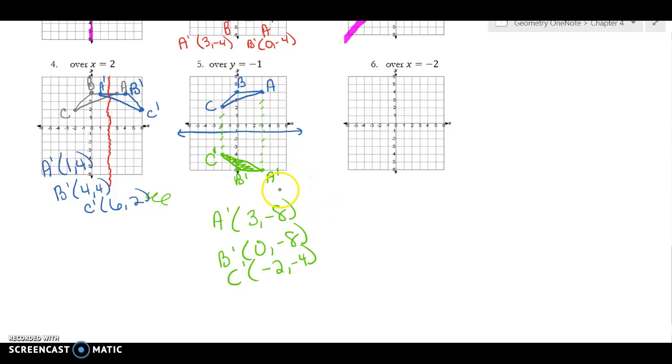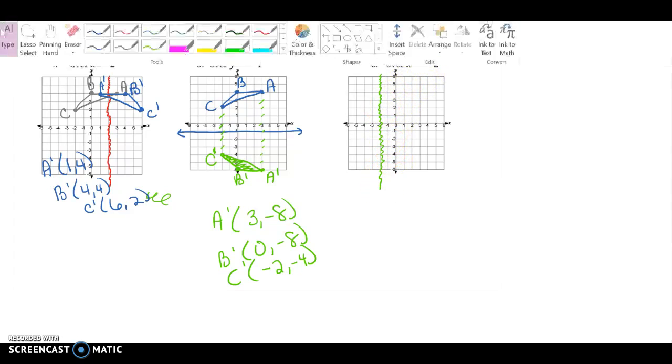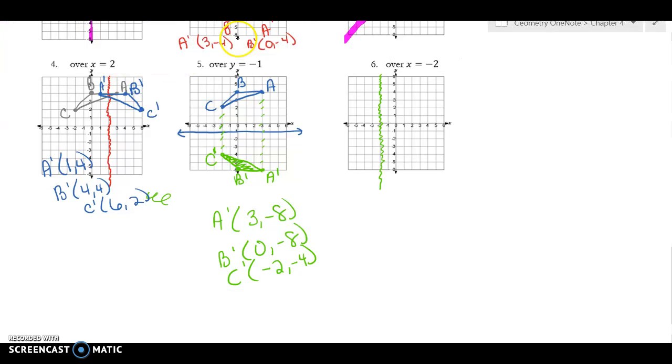All right, the last one, reflection over the line x equals -2. -2 is right here all the time for x, so it's a vertical line. And then if I graph my points, change colors. A again is at 3, 4.